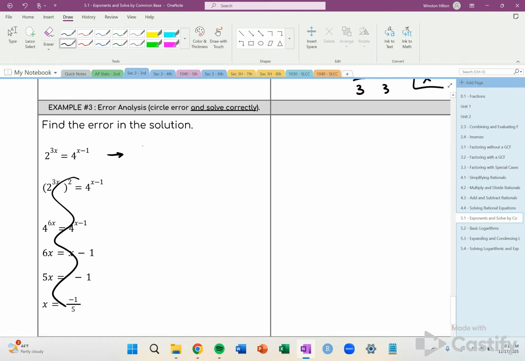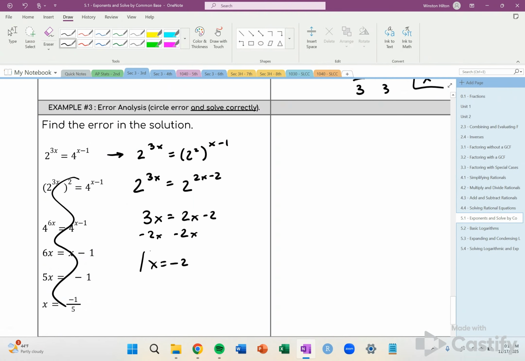Instead, we would recognize that 4 is the same thing as 2 squared. So we would rewrite the 4 as 2 squared raised to the power of x minus 1. Now, doing that multiplication on the right-hand side, we have an equation of exponents with the same base, so 3x is going to be equal to 2x minus 2. Subtract the 2x, and we find that x equals negative 2.